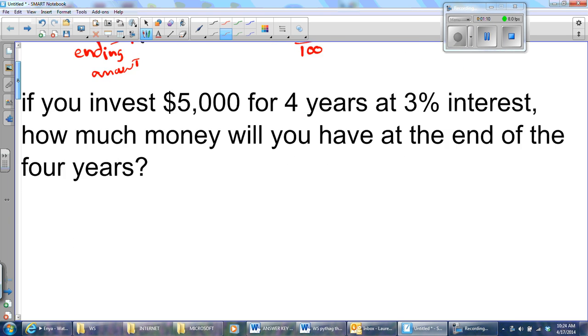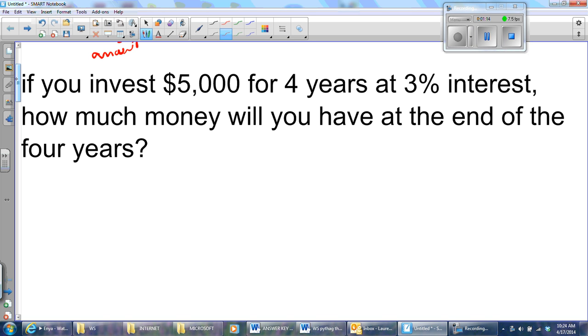We're just going to do two quick problems. If you invest $5,000 for 4 years at 3% interest, how much money will you have at the end of the 4 years? This is a pretty vanilla problem. First of all, 4 years, that's T, right? 3% divided by 100 would be 0.03. That's R. We're investing, which means we're putting money into a bank or a stockbroker or something like that, the stock market. And so this is going to be the amount we start with. This is our principal.